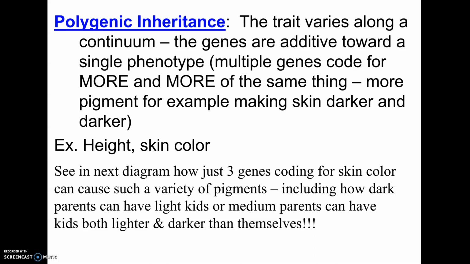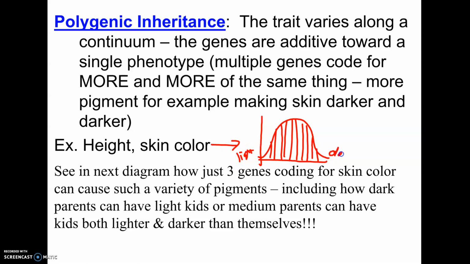All right, a different kind of trait is called polygenic inheritance. This is a little bit different. In polygenic inheritance, a trait varies along a continuum. In other words, what you usually see in polygenic inheritance is that when you look at all the offspring that exist, you see a bell curve. Height is a really good example. Skin color is a good example. There are people that are really, really light all the way to really, really dark. That implies it should be polygenic inheritance.